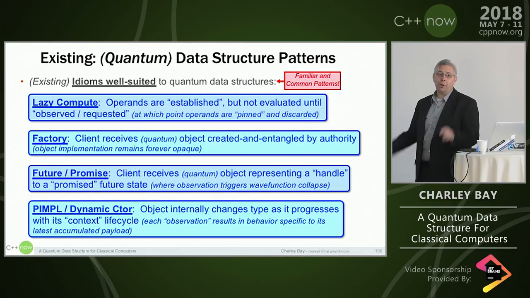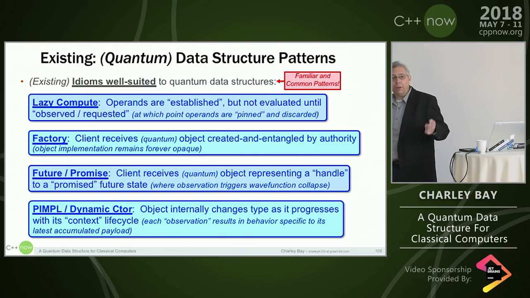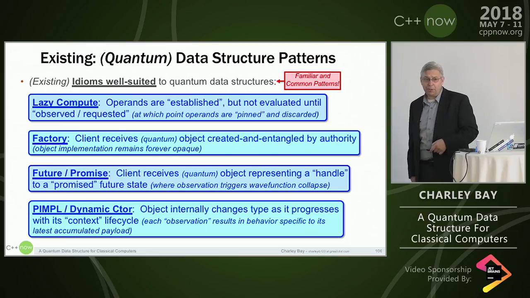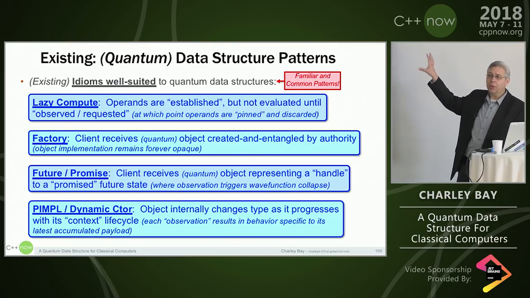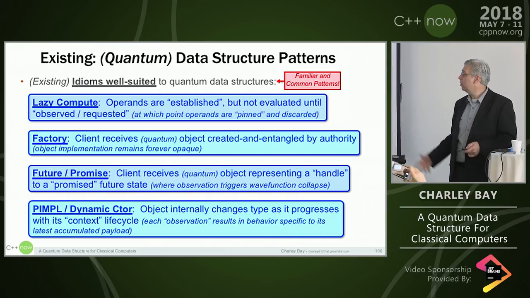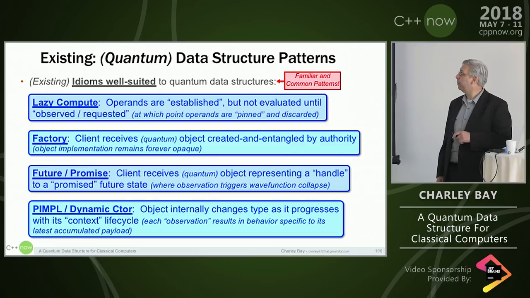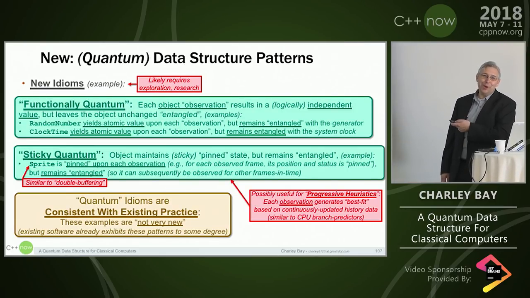These algorithms totally work great with quantum. And this is stuff we use. This is kind of like common convention. Lazy compute, factory, future promise, pimpl, dynamic CTOR. All this is like well-known patterns that we do now. Totally works great if you had quantum hardware. This would be just fine. Familiar and common. There might be some new data structures, but they're not really that new, because this is basically how we work now.